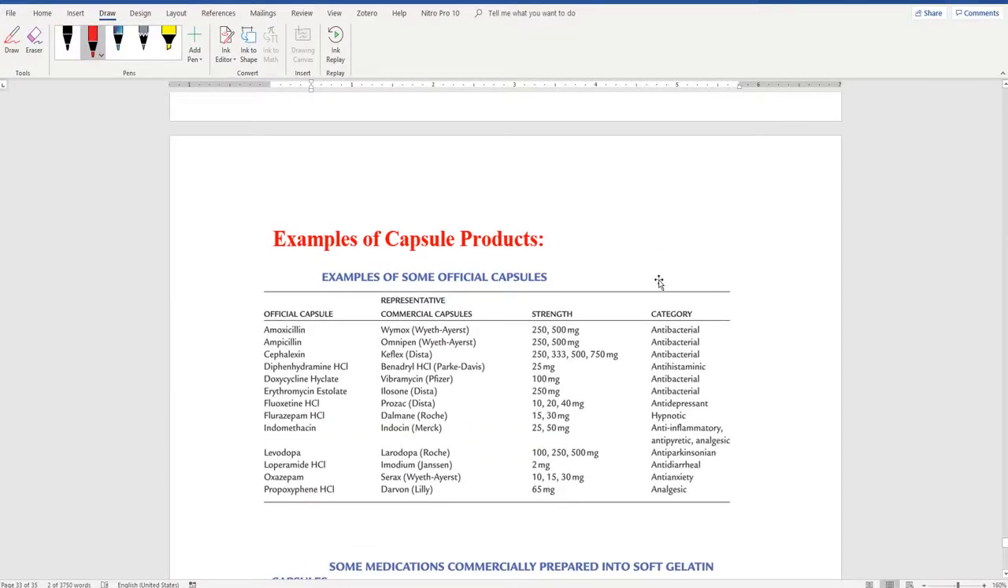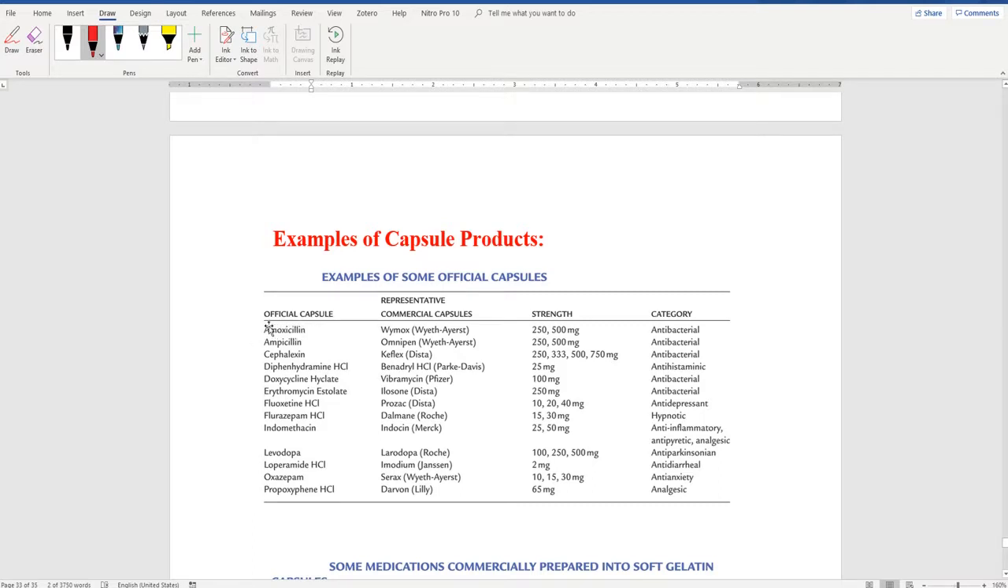Here you have some examples of capsule products. Usually, when you see a product that says, for example, 30 capsules, usually, not always, this means that the product is hard gelatin capsules. When it's hard gelatin capsules, they will not tell you hard gelatin capsules, they will just tell you what? Capsules.